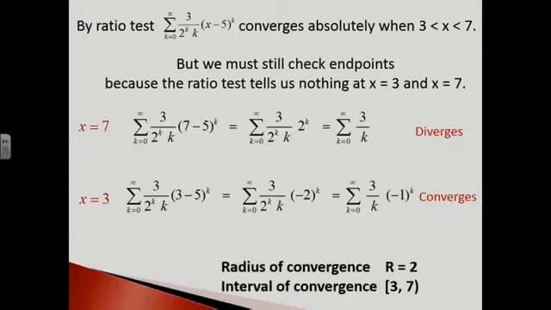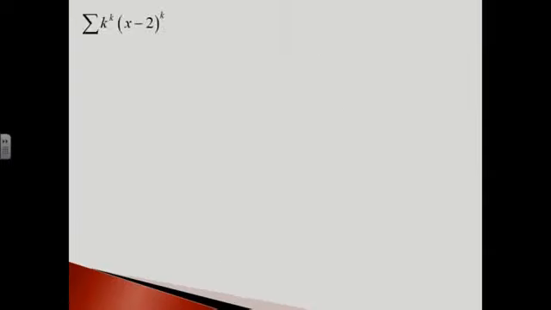Summarizing what we have discussed so far, the series converges for x greater than or equal to 3 and less than 7. The radius of convergence is 2. We consider another example. Find the values of x for which the series sigma of k to the power of k multiplied by (x minus 2) to the power of k converges.